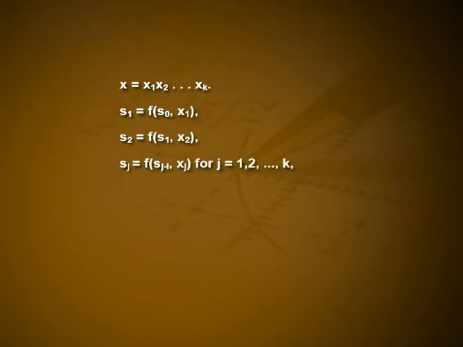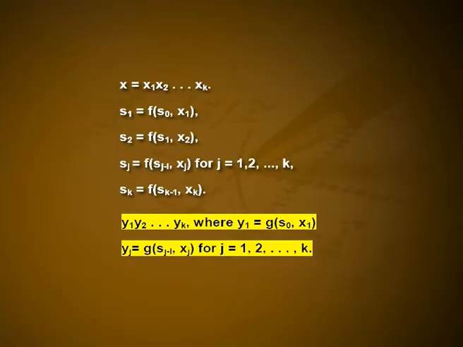Suppose that the input string is x = x1, x2, ..., xk. Then reading this input takes the machine from the state S0 to state S1, where S1 = f(S0, x1), then to state S2, where S2 = f(S1, x2), and so on, with Sj = f(Sj-1, xj) for j = 1, 2, 3, ..., k, ending at the state Sk = f(Sk-1, xk).